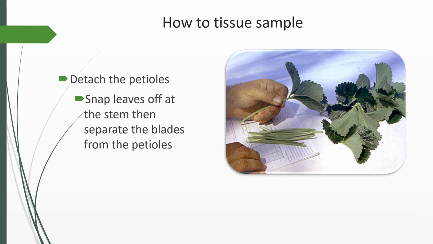How do we properly collect petiole samples out in the field? The petioles need to be detached from the leaves that they are on. So you will snap the leaves off at the stem and then separate the blades from the petioles. This is to ensure that the nitrate reading is accurate.